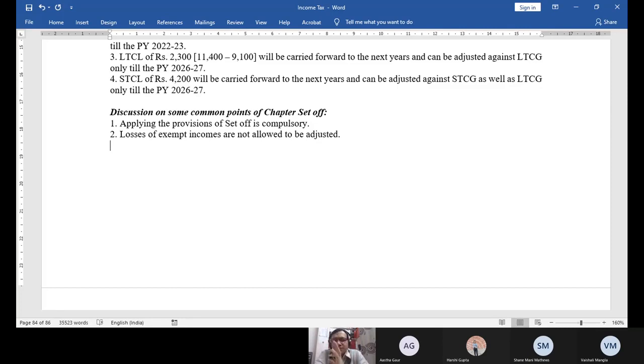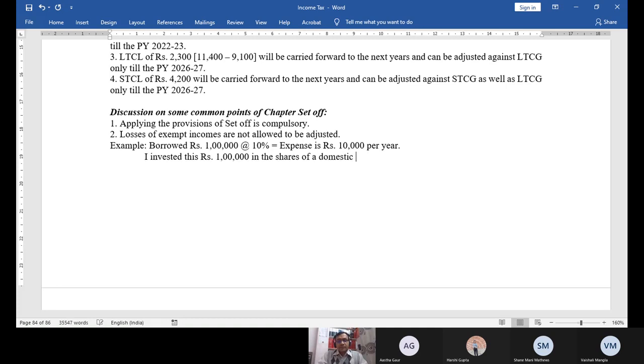Just see this example. I borrowed 1 lakh rupees at 10% interest. So how much is my expenditure? Rupees 10,000 per year. But the one from whom I borrowed, I have to pay interest to him. I invested this 1 lakh in the shares of a domestic company. And now I know that whatever dividend this company will give me, that will be tax free.